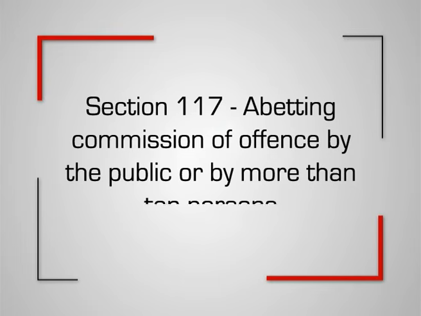Section 117. Abetting commission of offence by the public or by more than 10 persons. Whoever abets the commission of an offence by the public or by any number or class of persons exceeding 10 shall be punished with imprisonment of either description for a term which may extend to 3 years, or with fine, or with both.